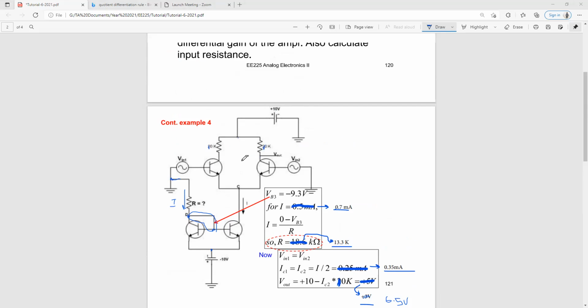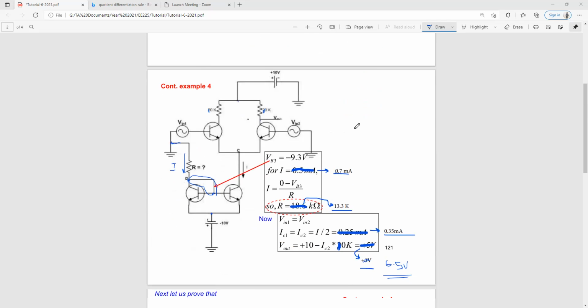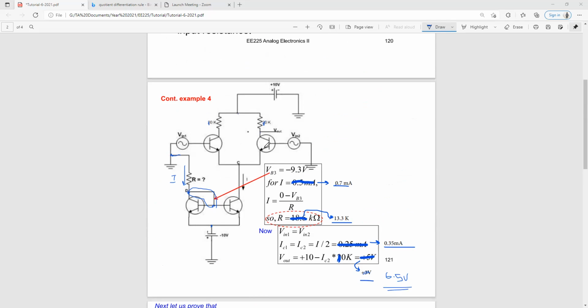We know that, as per the question, we have to find V out when V in 1 and V in 2 are equal, that is, we have an equivalent input. So V in 1 is equal to V in 2. Whatever V in you have in this branch, it is the same in this branch. So the overall circuit is balanced out. This differential amplifier is balanced.